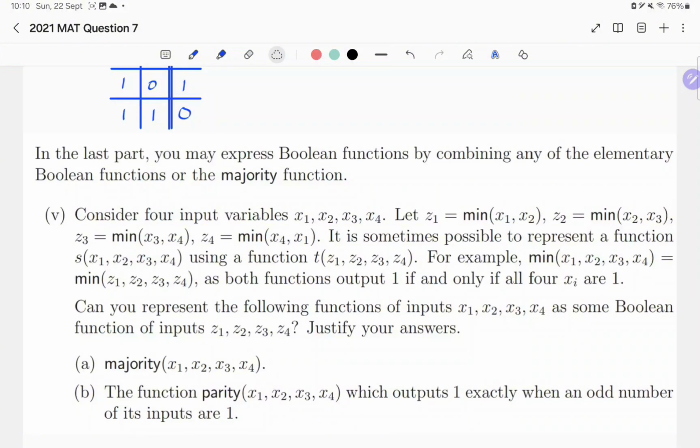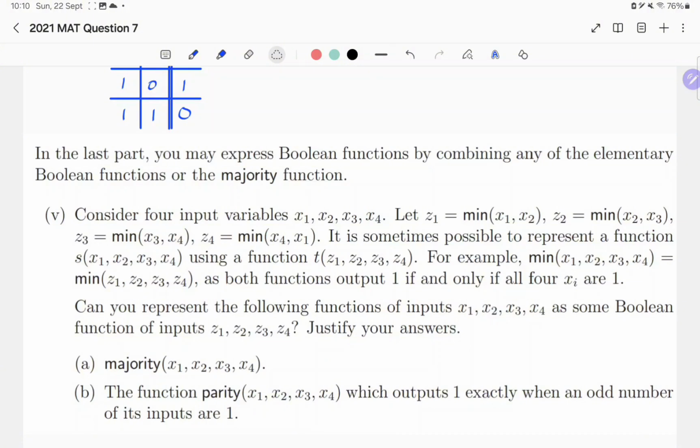In the last part, you may express Boolean functions by combining any of the elementary Boolean functions or the majority function. Part 5. Consider 4 input variables x1, x2, x3, x4. Let z1 equal min x1, x2, z2 equals min x2, x3, z3 equal min x3, x4, and z4 equal min x4, x1. It is sometimes possible to represent a function s of x1, x2, x3, x4 using a function t of z1, z2, z3, z4.